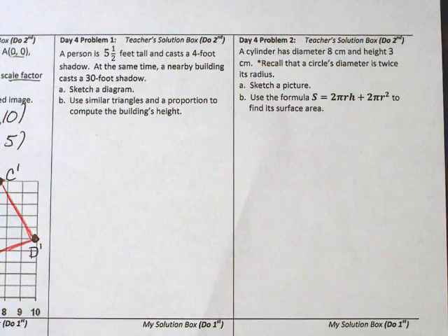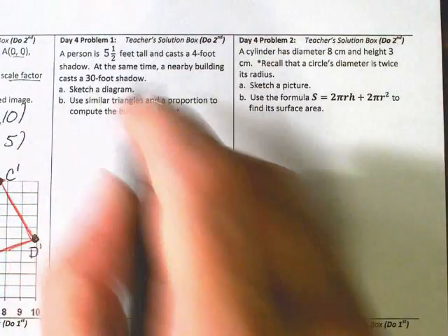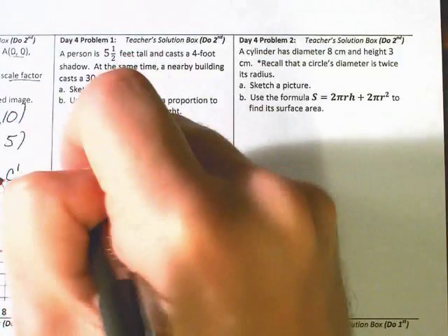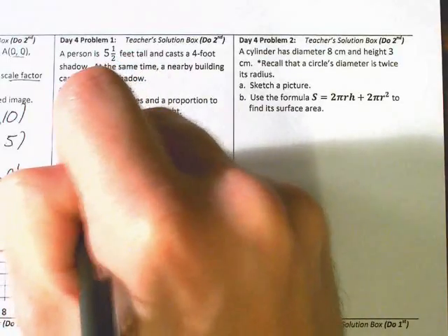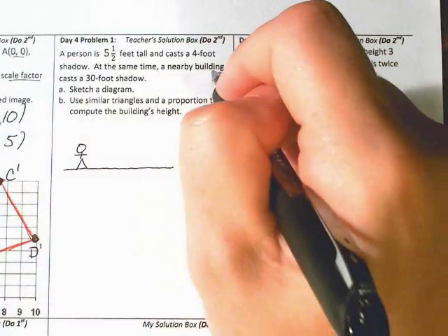Day 4, Problem 1. A person is 5.5 feet tall and casts a 4-foot shadow. At the same time, a nearby building casts a 30-foot shadow. Part A, sketch a diagram. Here is the ground, and this little stick figure is the person, and nearby is a building.